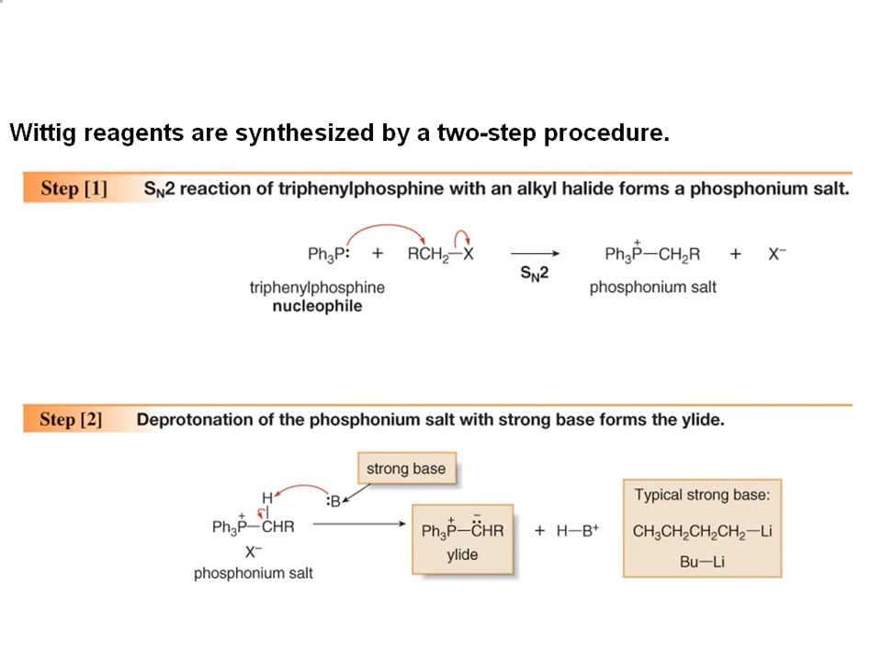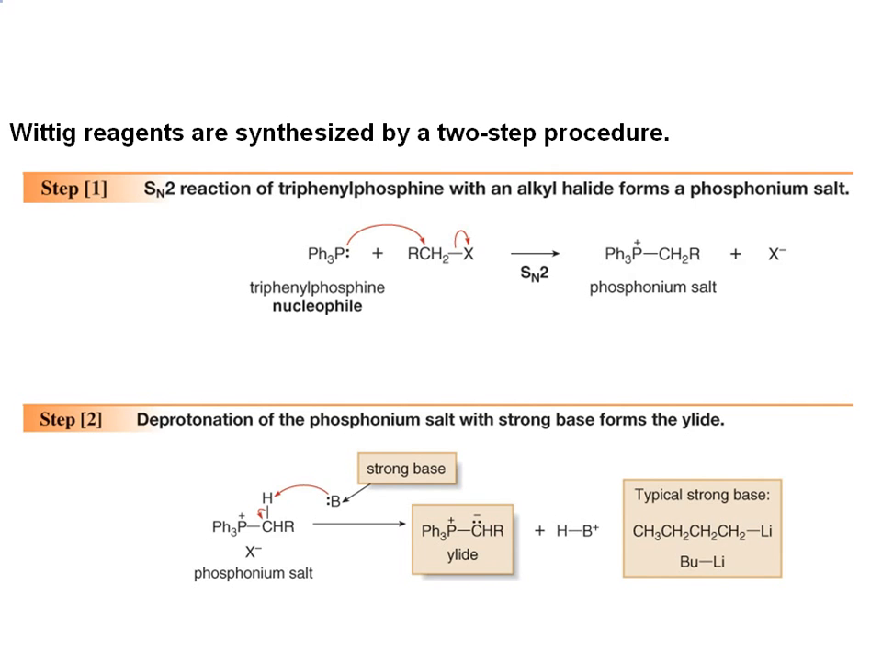Okay, so here's how we make the Wittig reagent. The first step here is typically called the Arbuzov reaction, and all that is an SN2 reaction. Triphenylphosphine is nucleophilic. You have the lone pair electrons on phosphorus that displace the alkyl halide. Typical SN2 chemistry. All the rules for SN2 reactions apply. That forms a phosphonium salt. Again, note that phosphorus has 4 bonds, so it's got a positive charge.